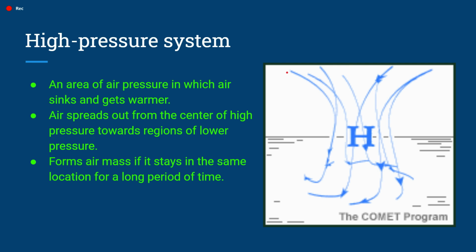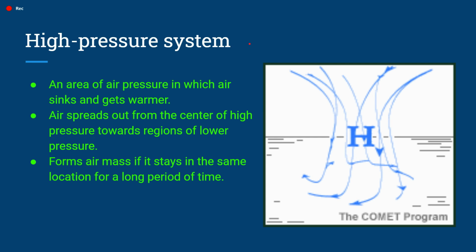And if a high pressure system manages to stay in one place for a longer period of time, it forms an air mass. And remember, when we discussed air masses, we said that air masses are a region of air that sits in one place for a long time, such that it takes the temperature and moisture content of that area of the atmosphere, and it's the same throughout the air mass as it moves. So air masses typically form from high pressure, and from this scenario, we can get different types of air masses in the atmosphere. So that's what a high pressure system is.